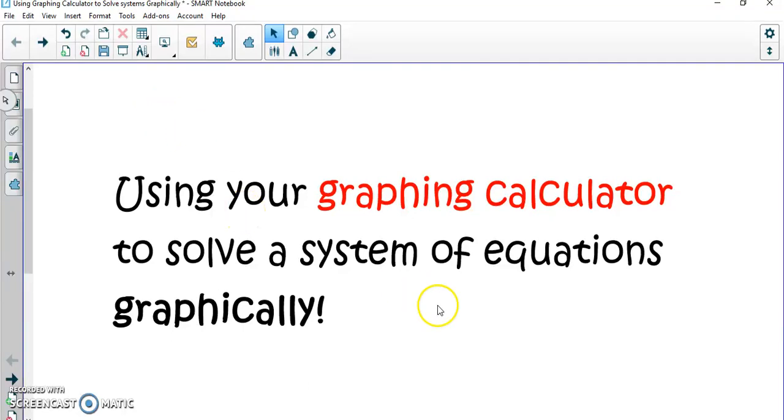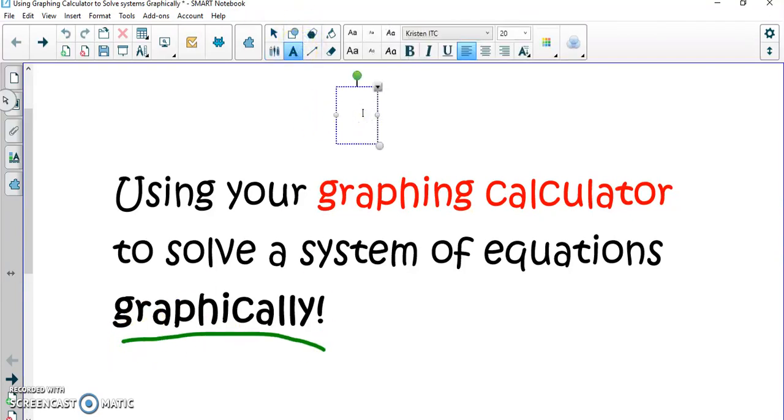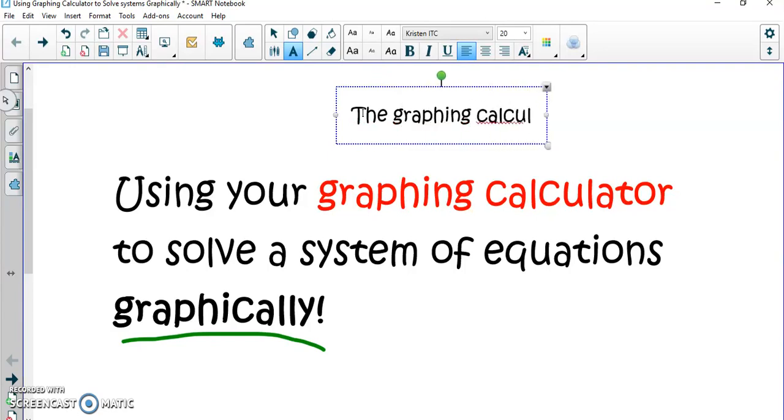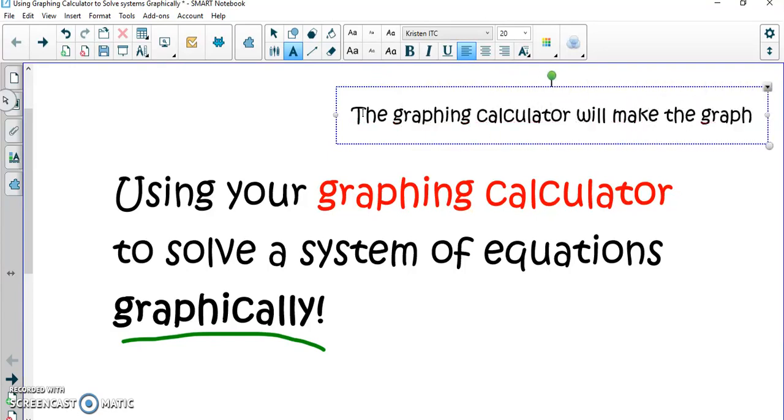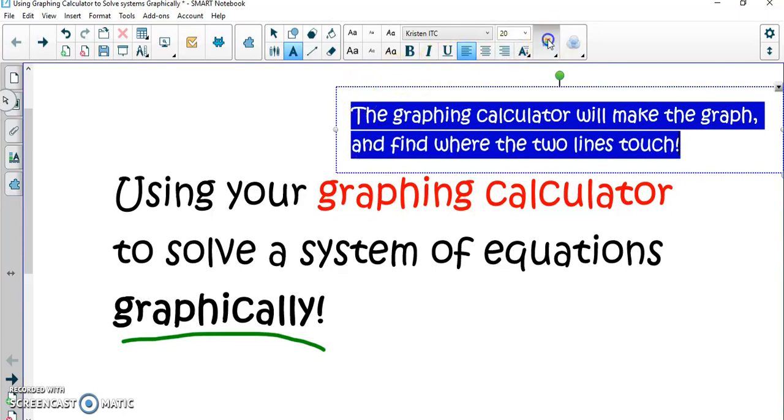So today we're going to continue to solve a system of equations. We're going to do it graphically again, but what we're going to do today is use our graphing calculator to make the graph. So the general idea here is the graphing calculator will make the graph and find where the two lines touch. That is our goal, which I'm going to list here so you can copy that down into your notes.